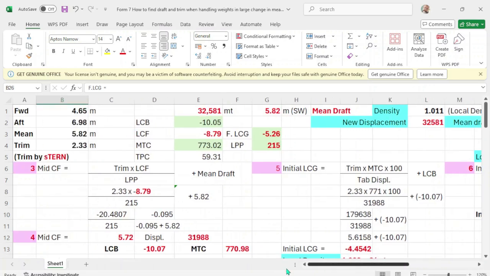In the Excel, we put in the forward draft and aft draft. We have mean draft of 5.82, and the trim is 2.33, which is trim by the stern.